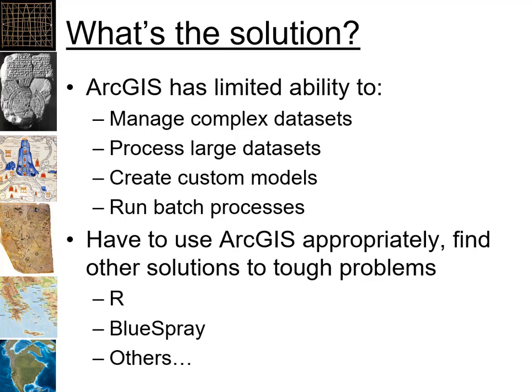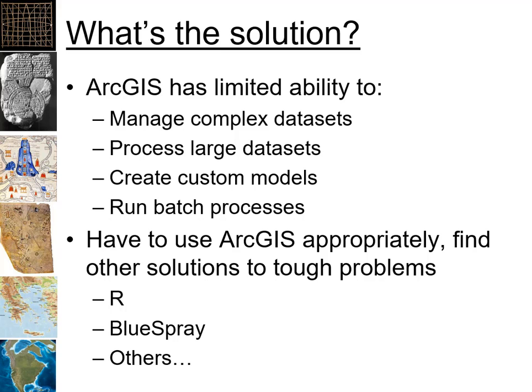Also, ArcGIS just isn't going to be enough. ArcGIS has some modeling capabilities, but it doesn't manage complex data sets well, doesn't process large data sets, doesn't let us create custom models, or it does let us run batch processes, but you don't really want to use Model Builder. You want to learn Python for that. So the thing to do here is see ArcGIS as what it's good at. It's a GIS package. It's good at doing common GIS operations and some specialized things, and at making maps. So we need other solutions to be able to solve these problems.